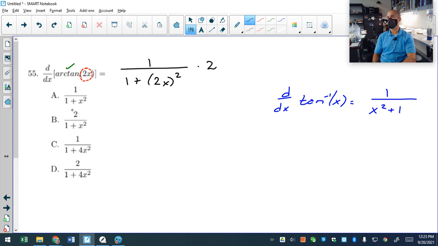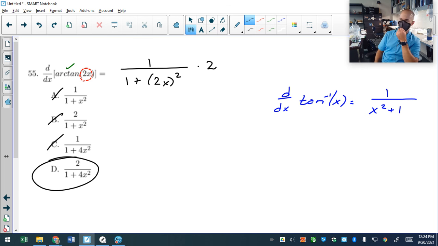Just match that to the one down here. A and C don't even have the 2 on top. B forgot to square 2 along with the x. And D, they multiplied out the 2x squared. Good. Bad. Moving on.